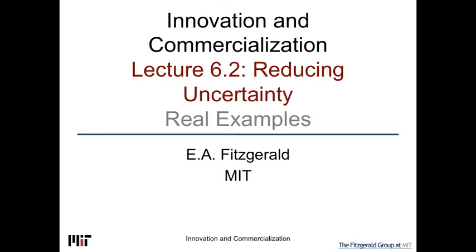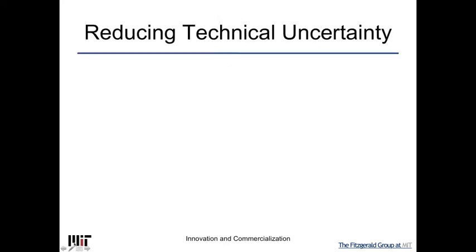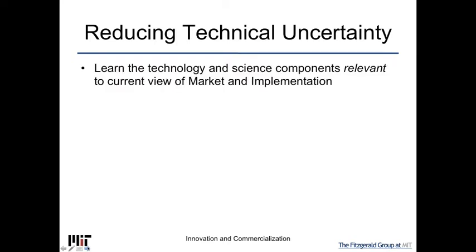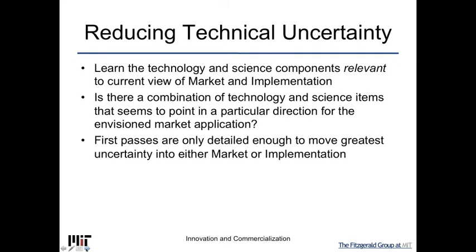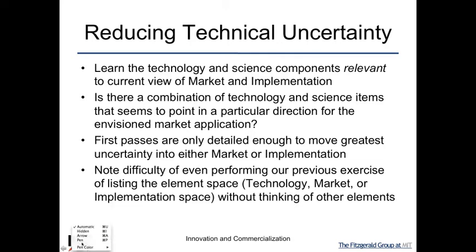I say first round because the next lecture is going to be about iteration. And so here we're just showing you how to reduce the uncertainty on what I would call the first pass. So one of the things that we wanted to do was just repeat the lessons from last time, and without going into detail, just emphasize that here we're talking about the first pass through looking at reducing uncertainty in market, application, implementation, and technology.